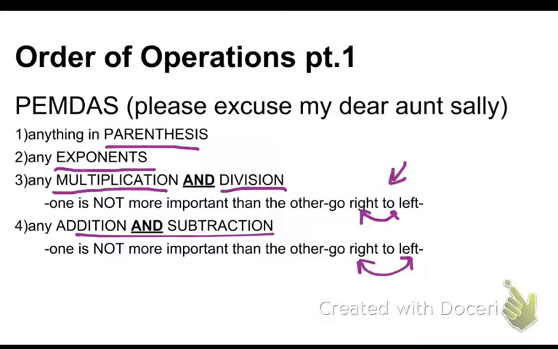And to remember this, please excuse my dear Aunt Sally. The P stands for parentheses, for please. The E stands for exponents. The M for my is multiplication. The D is for division. The aunt is A for addition, the S is subtraction. You're going to want to put down PEMDAS. Please excuse my dear Aunt Sally as the order in which we do these problems.